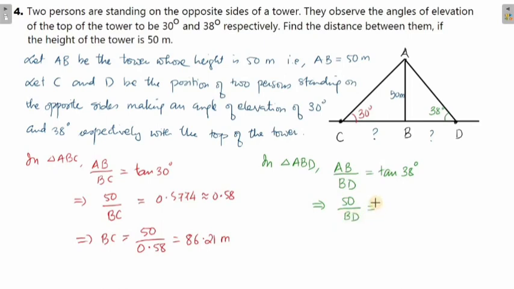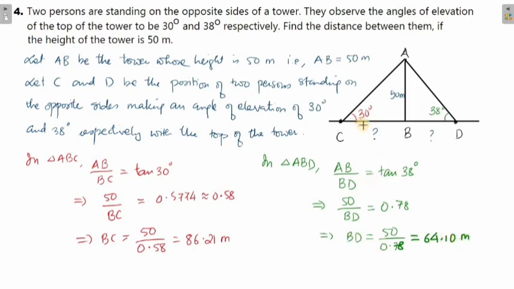Now tan 38 degrees, from the table, is nothing but 0.7813. Or else you can just take 0.78. So from here BD will be equal to 50 by 0.78, as this BD goes here and 0.78 comes to the denominator. If you want to find the approximate value, I'll just tell you: it turns out to be 64.10. So this is the length of BD.